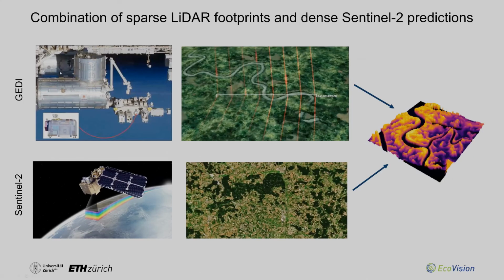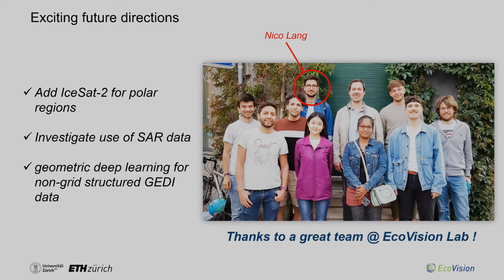So our next step, what we are now currently working on, is taking exactly those calibrated footprints and combining them with our Sentinel-2 monocular depth model to basically have, at global scale, vegetation height maps, and then further down the road, further values. So that brings me to the end of my talk.